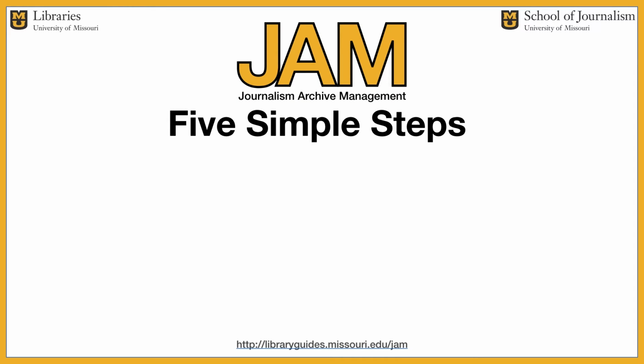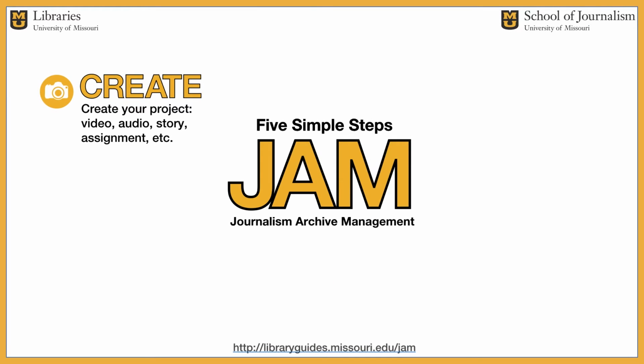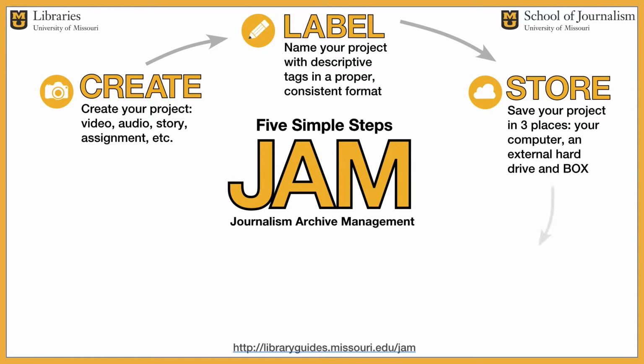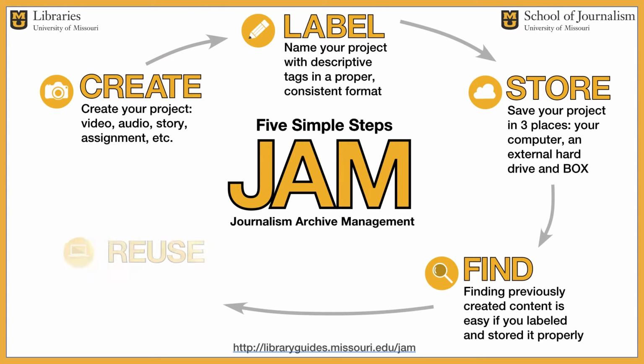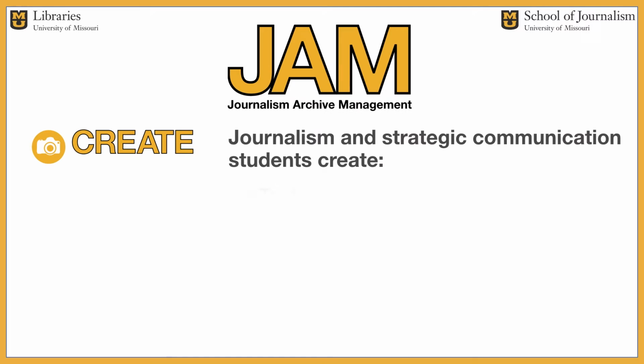JAM's 5 steps include create, label, store, find, and reuse. Each of the 5 steps plays an important role in the life cycle of your digital content, from creation to labeling, storage, finding content, reusing content, and using archived content to make something new. The first step of the cycle is to create your work.